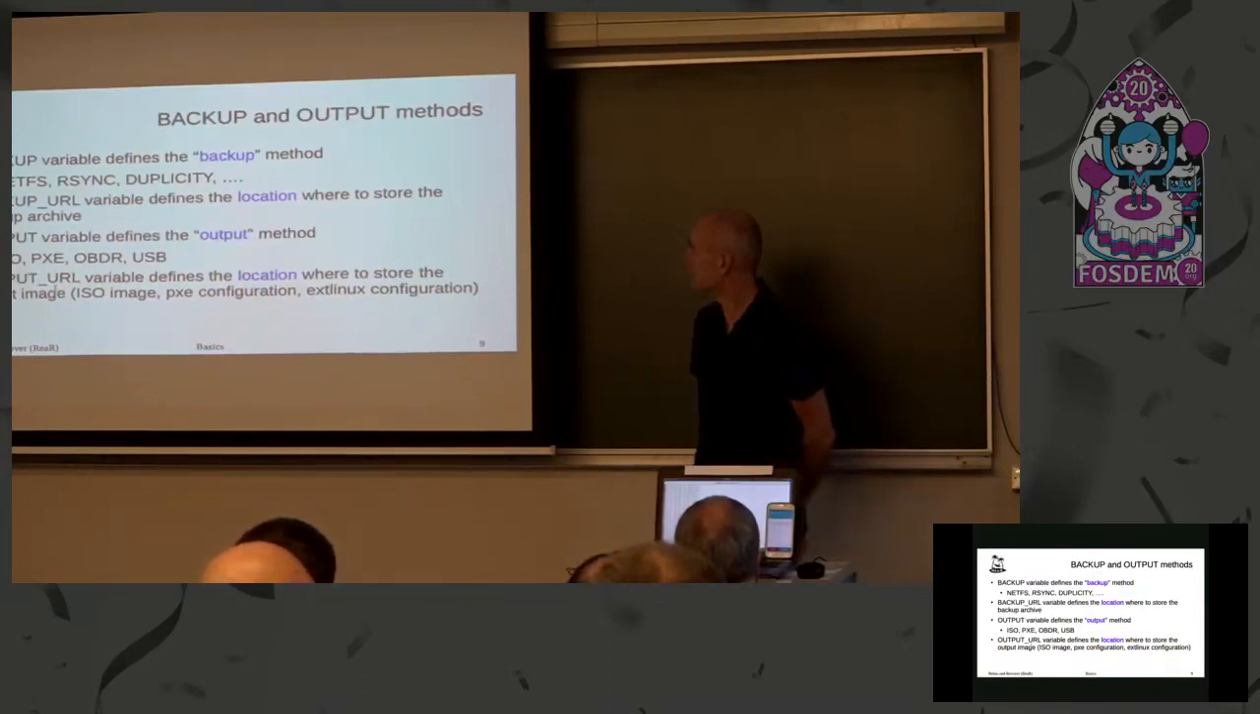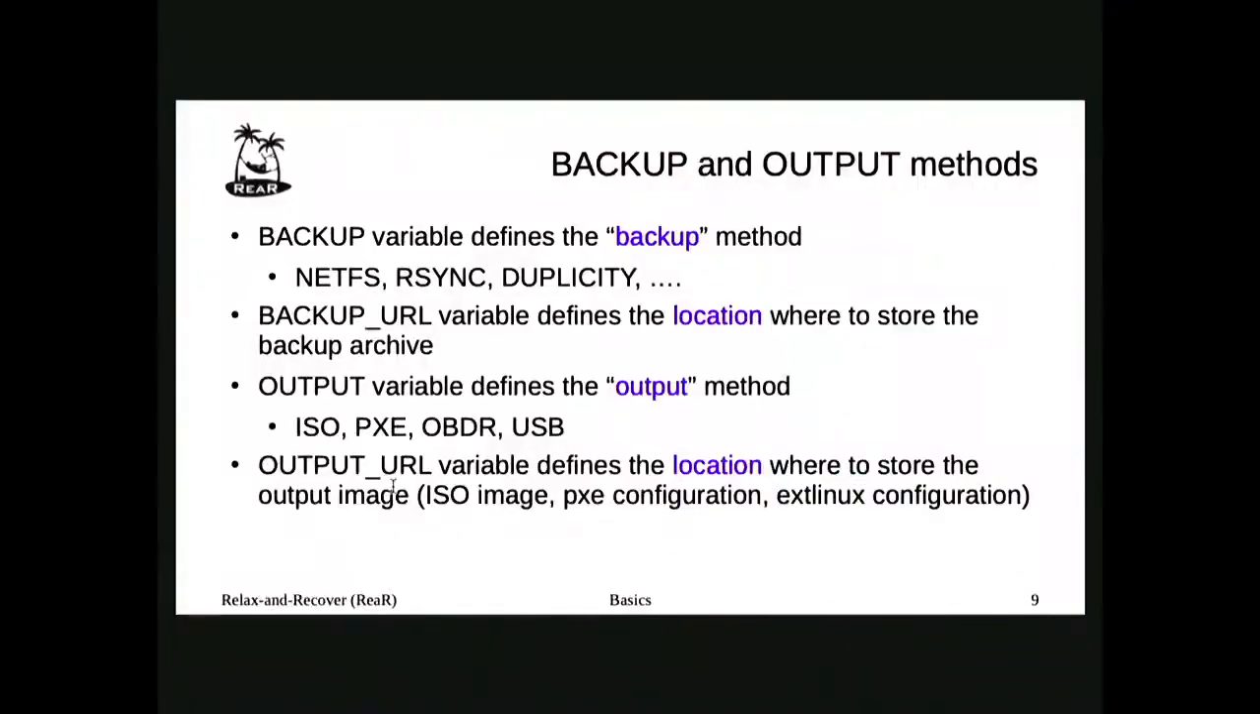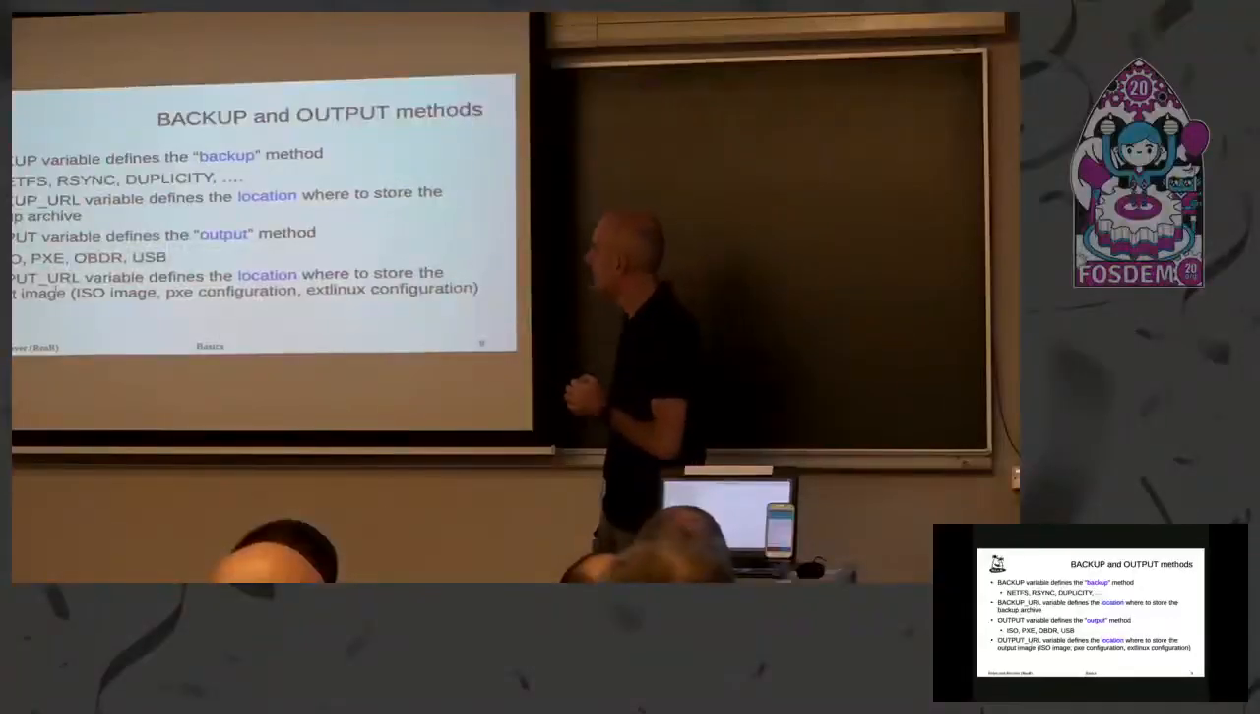And well, you can find a lot of information on the internet. So the methods, I explained the backup already, which are some possibilities. Duplicity is a cloud backup solution, for example. And the backup URL is in fact defining the location of your backup. So you say BACKUP equals NETFS. That means that you will use the internal network, more or less. What we call NETFS is more NFS-like, okay?